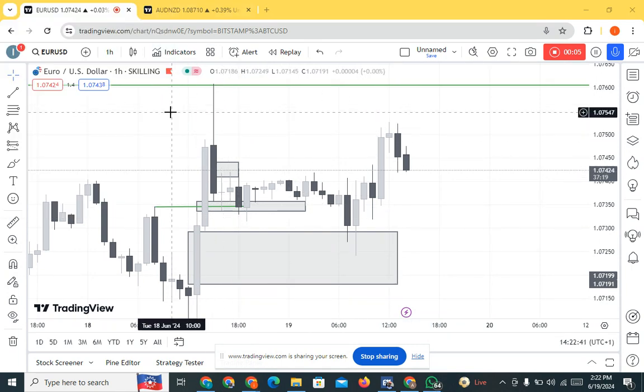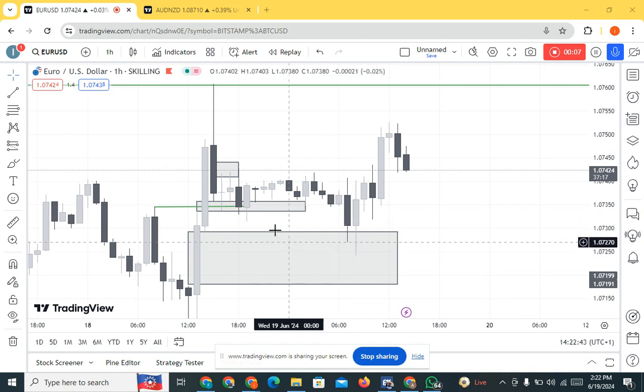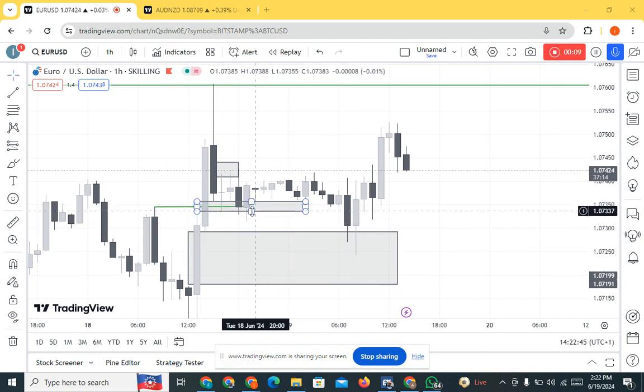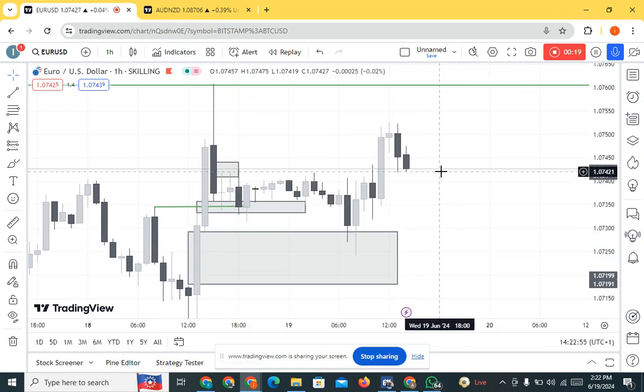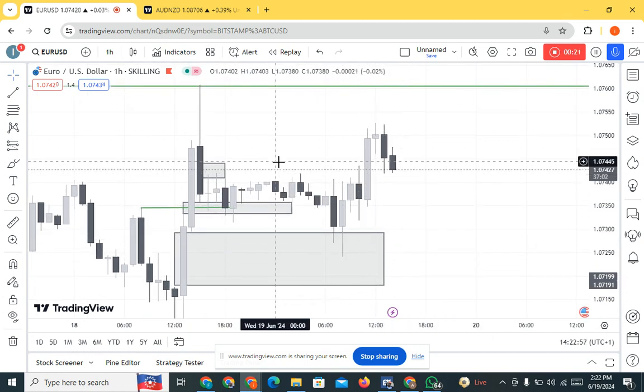We are back on Euro USD. Remember yesterday we talked about this fair value gap, and I told you guys that this fair value gap has low chances of holding. Then I said if anything has to hold, then it will be this one. And price came beautifully inside it and then pushed right up.